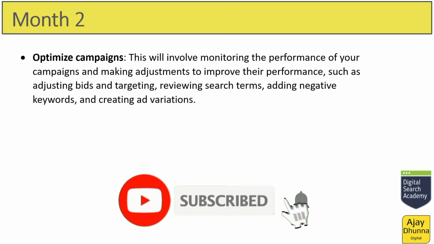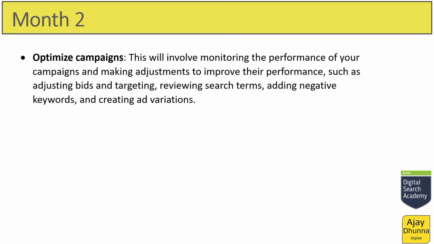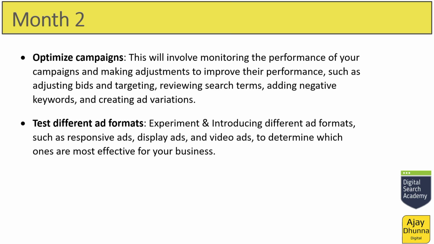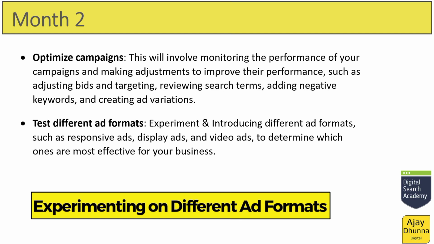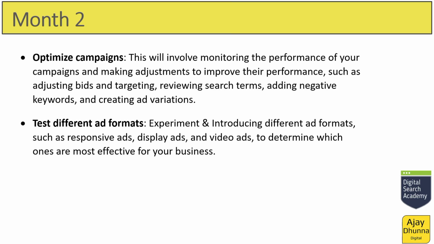The way we do that is by firstly optimizing the campaigns. This will involve monitoring the performance of your campaigns and making adjustments to improve the performance, such as adjusting the bidding, the targeting, reviewing the search terms, adding negative keywords, and creating ad variations. You also need, in month 2, to start testing different ad formats. So experiment and introduce different ad formats such as responsive search ads, display ads, and video ads to determine which ones are working more effectively for your business.